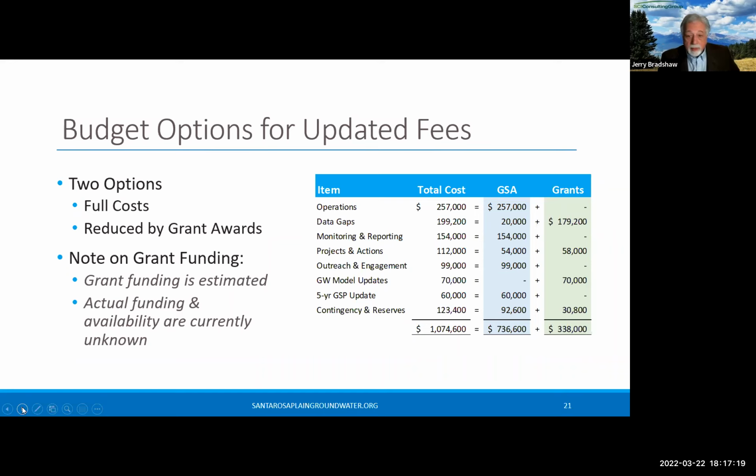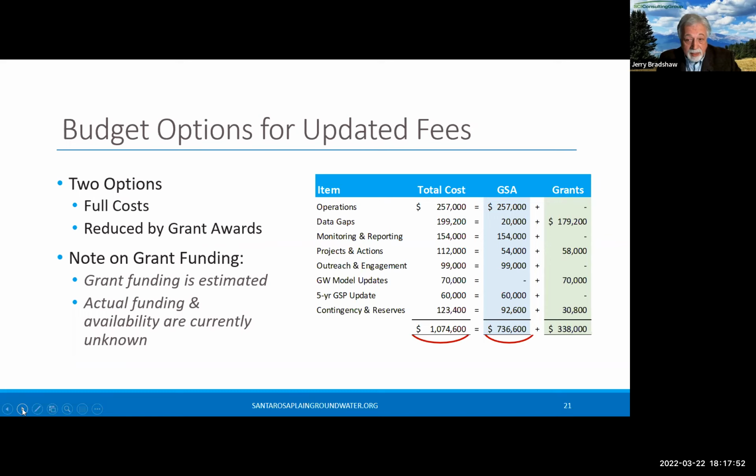So if you click the next click, you'll see the two numbers circled at the bottom. The 1 million is one of the bases that we would use for fees, and the next one would be the 736,000 if we can get grants. Just a note on grants: there is not a grant application cycle open at this point. Marcus can correct me if I'm wrong, but I think it will open up later this year for the next round of grants, and we will certainly be applying for that.